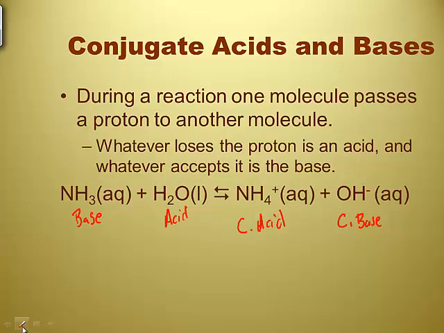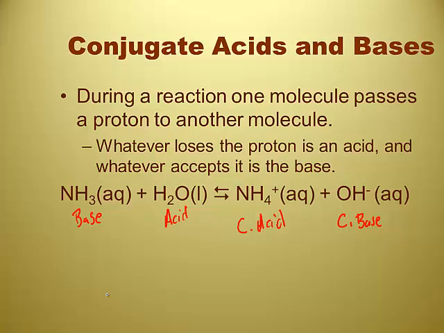In a situation like this, the acid and base will always be on the left side of the arrow, and the conjugates are always on the right. You'll always have a base and acid on the left, and a conjugate acid and conjugate base on the right in some way, shape, or form. You always need a proton donor and a proton acceptor. If you don't have both, you don't have an acid and a base.